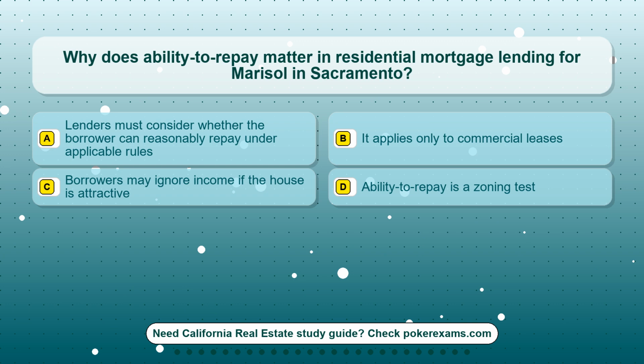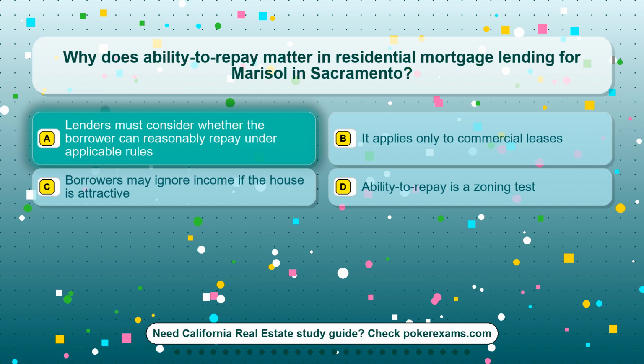Question 24. Why does ability-to-repay matter in residential mortgage lending for Marisol in Sacramento? Option A. Lenders must consider whether the borrower can reasonably repay under applicable rules. Option B. It applies only to commercial leases. Option C. Borrowers may ignore income if the house is attractive. Option D. Ability to repay is a zoning test.